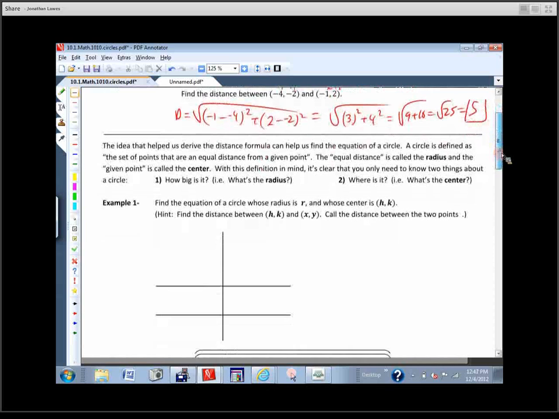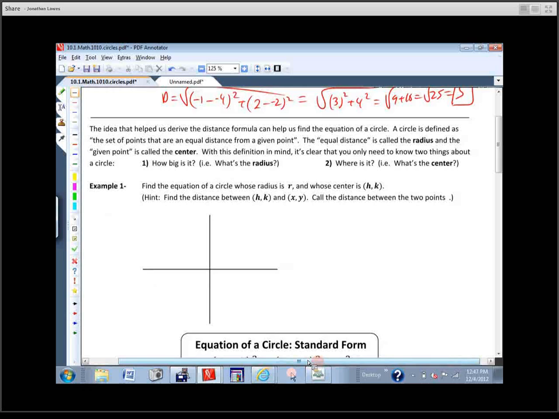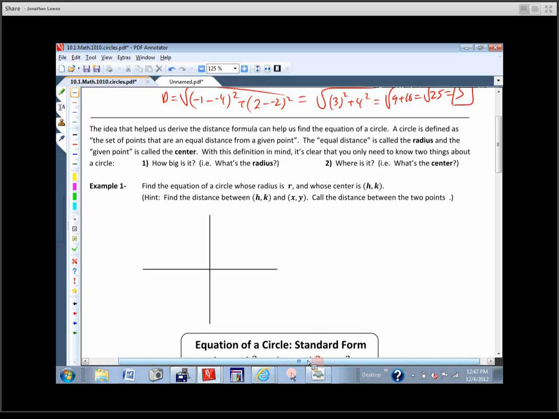All right. Well, when we derived the distance formula, that same idea can actually help us figure out what the equation of a circle is. So we want to remember what the definition of a circle is. A circle is a set of points that are equal distance, or we call that equidistant sometimes, from a given point. That equal distance is called the radius, and the given point is called the center.